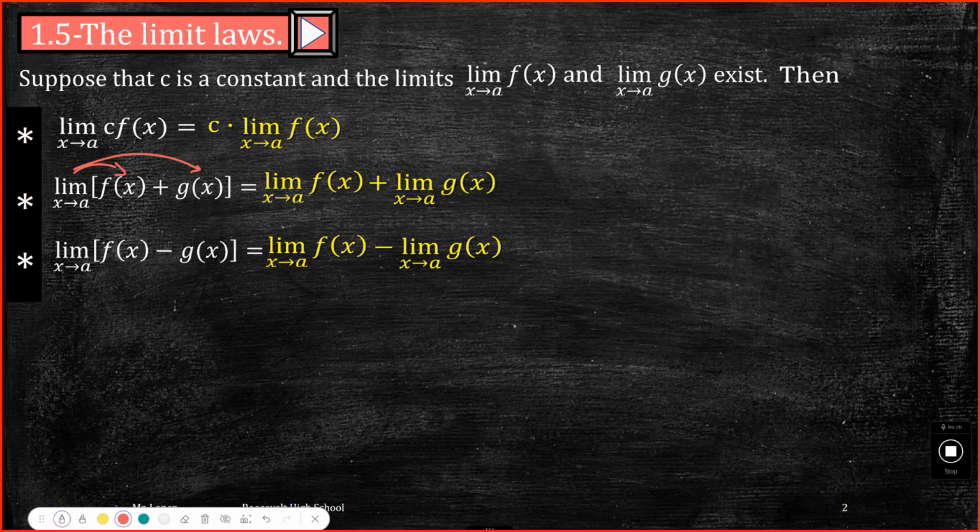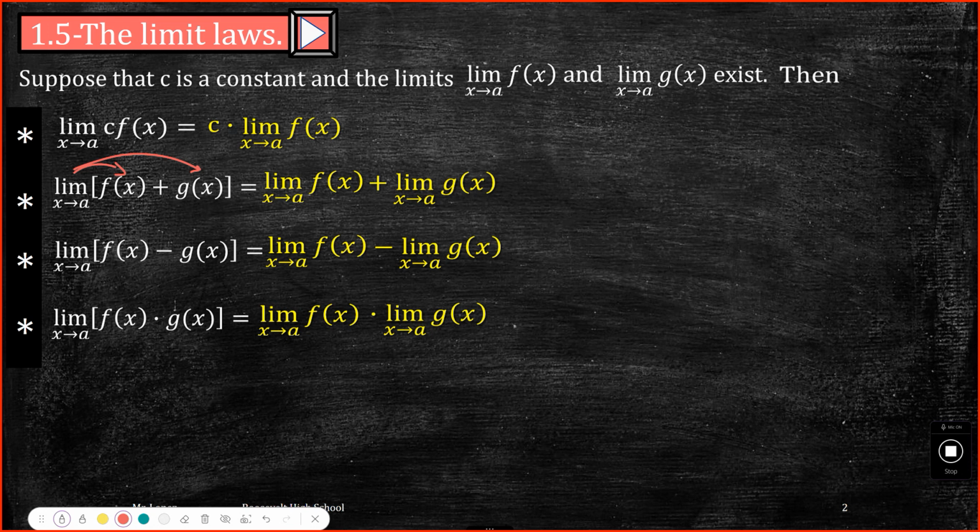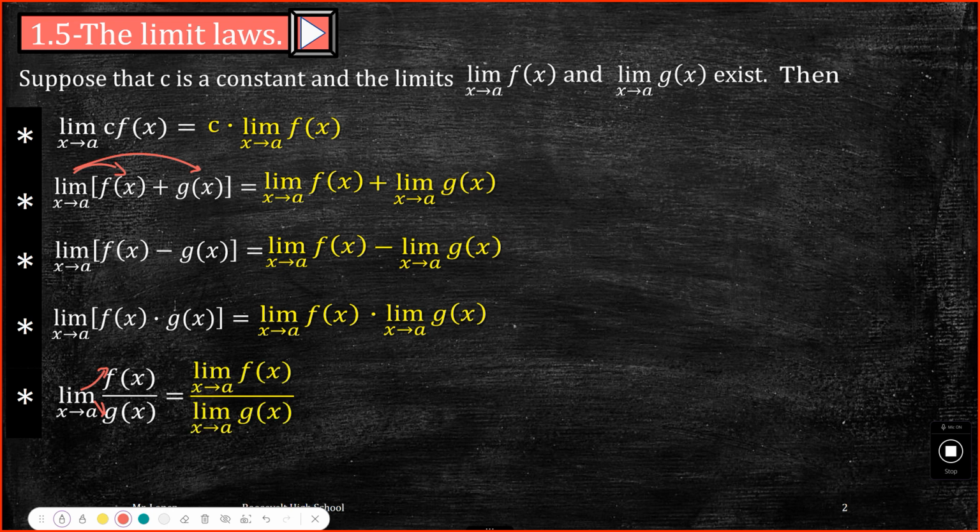It would also be the same with multiplying. If you multiply two functions, the limit as x approaches a of f of x times g of x, you can distribute that limit into each. Division as well. The limit as x approaches a of f of x over g of x, you can do the limit as x approaches a of f of x over the limit as x approaches a of g of x.